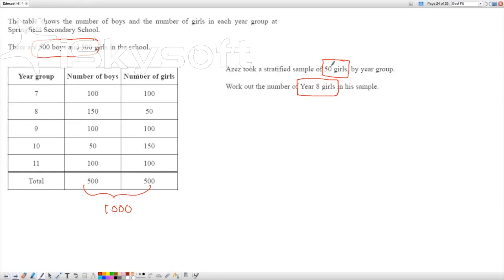The sample size is 50, but the sample is only the girls, so we are only looking at 500 in total. Year 8 girls, there are 50. So we're taking 50 divided by 500. We are then multiplying by the sample size, which in this case is 50, to find that there are going to be 5 girls from Year 8. So the number of girls in Year 8 over the total, times the sample size, gives us a sample of 5.